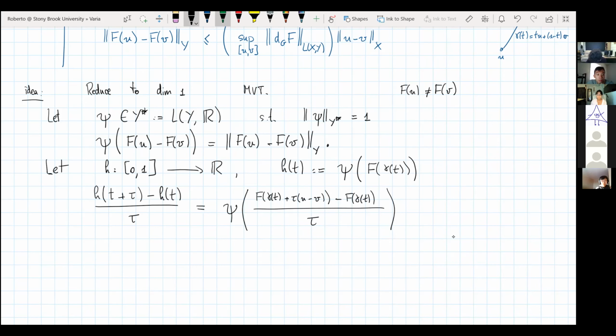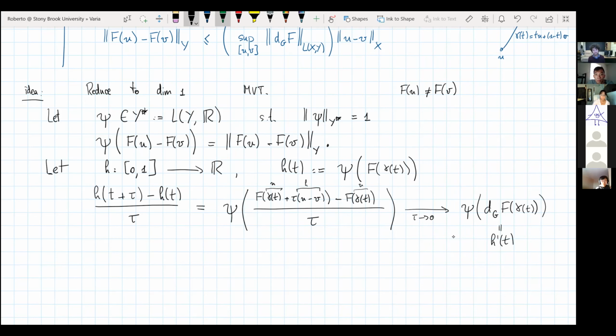over tau. Now, by the fact that f is Gateaux differentiable, for tau going to 0, this goes to psi of the Gateaux differential of f at gamma t applied to u minus v. So this is h prime of t.